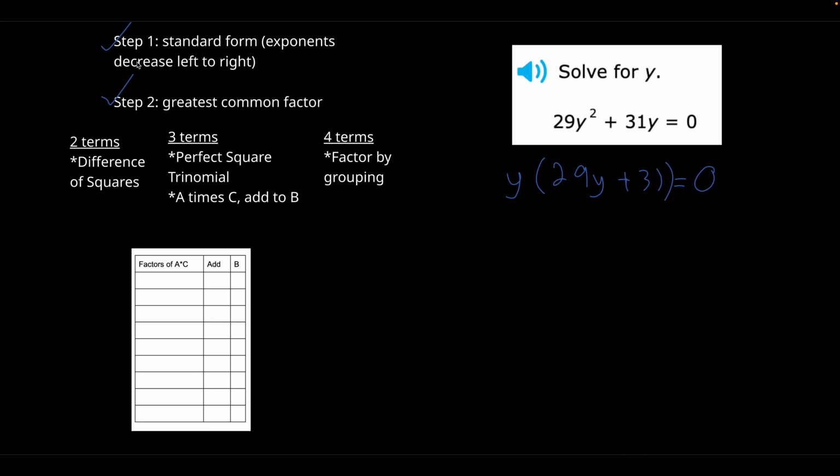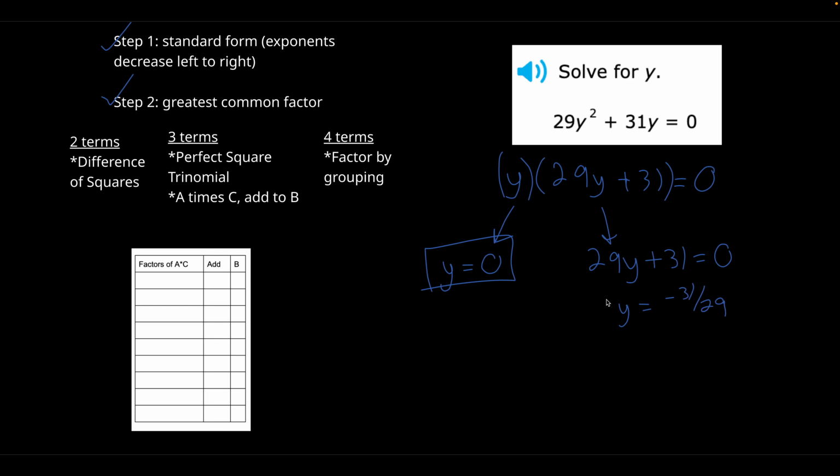And now we're almost done because you can think of this y at the beginning as its own parentheses. So I can now split this into two different problems. Problem number 1, y equals 0. Problem number 2, 29y plus 31 equals 0. This one is already solved. Done. If you solve the second one, you get negative 31 over 29. And here are your two solutions. So if there are only two terms, sometimes it's quick: just factor out the greatest common factor and get your two answers.